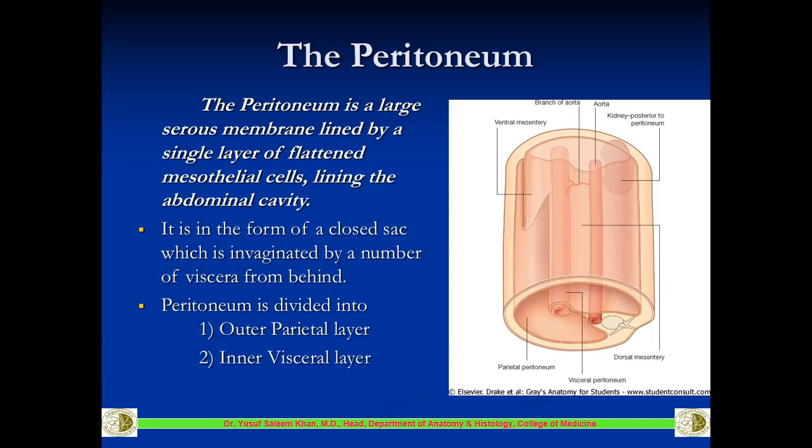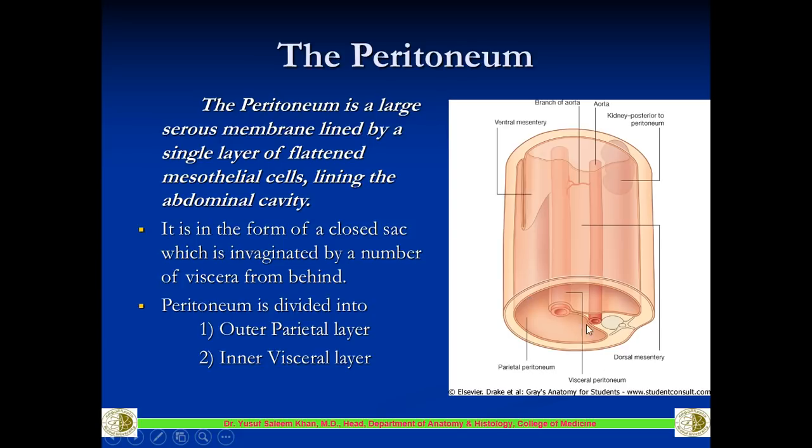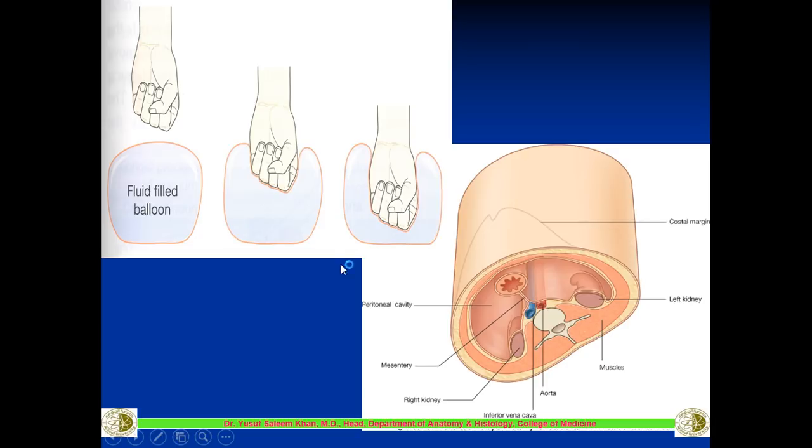Okay, so similarly here also, whenever it is in contact with the viscera, it will be called the visceral peritoneum. So it is trying to invaginate inside. Both this parietal and visceral peritoneum are continuous with each other. This is the parietal peritoneum and this is the visceral peritoneum. Both are continuous with each other because, as you can imagine, it is a single balloon with two layers.